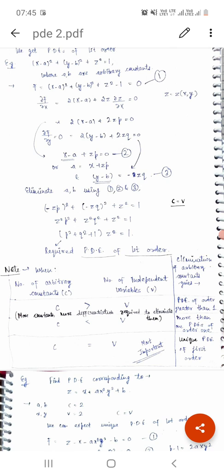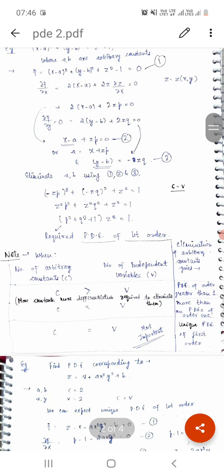When the number of arbitrary constants present in the equation is less than the number of independent variables present, then we get partial differential equations of order 1 only, but the uniqueness is gone. We will get more than one partial differential equation of order 1, and when we solve all those equations, we get the initial relation, so the uniqueness is gone in this case.